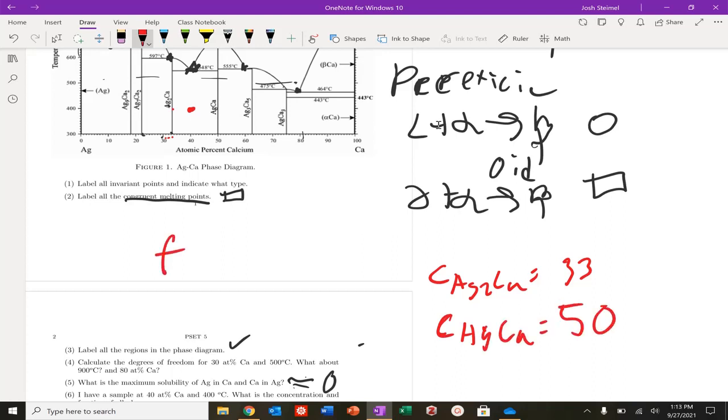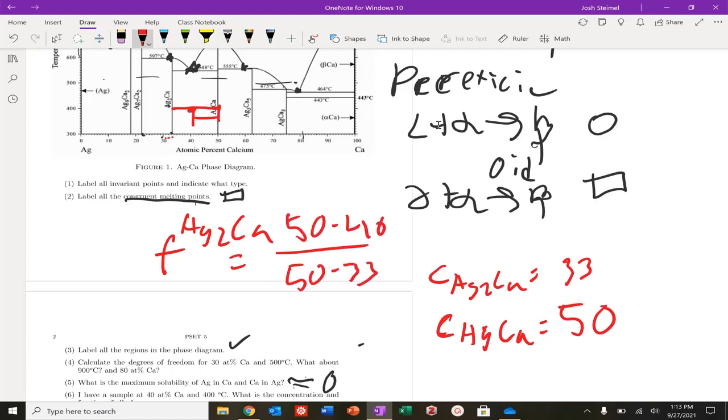Now, the fraction that's in this Ag2Ca, if I'm right here, again, I go to the opposite. So I take this difference over my tie line. So always 50 minus 33, and then now this will be 50 minus 40. What's the fraction in my AgCa? It's going to be 40 minus 33. It kind of makes sense. I'm a little bit closer to Ag2Ca, so that is going to be 40 minus 33. And that's it.